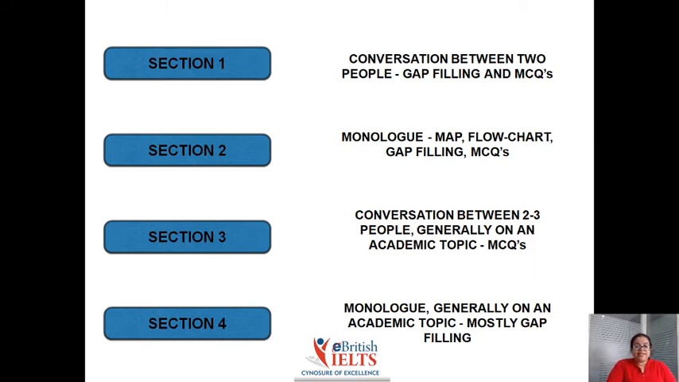The next thing that you will come across in section 4 is again going to be a monologue. And the monologue here is generally on an academic topic, like a teacher explaining something to the students, or a university head addressing the staff or something of that sort. It's generally like a lecture that you come across. And the questions here that you will encounter are mostly of a gap filling nature, right? So this is what the sections can be basically broken down into.